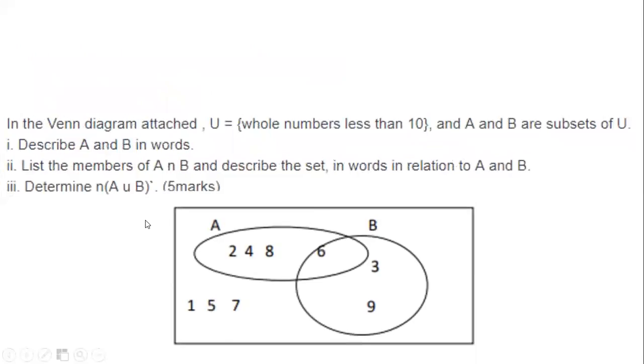All right, so here we have now our next question. In the Venn diagram attached, U, which represents the universal set, is equal to all numbers less than 10. And A and B are subsets of U.